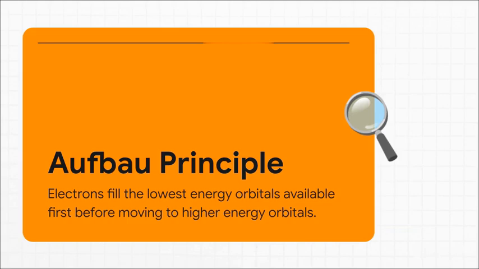Next up, we have the Aufbau principle, which is just German for building up. And it's basically the universe's rule of efficiency. Electrons will always find the lowest energy orbital available to be as stable as possible. It's like water flowing downhill. They fill up the lowest energy spots first before ever moving to higher, less stable ones.